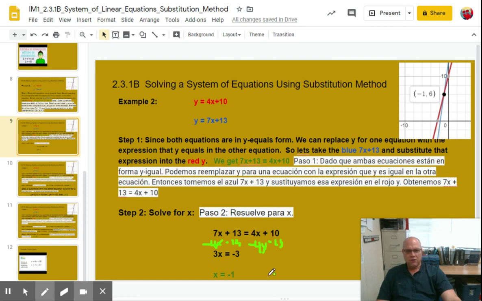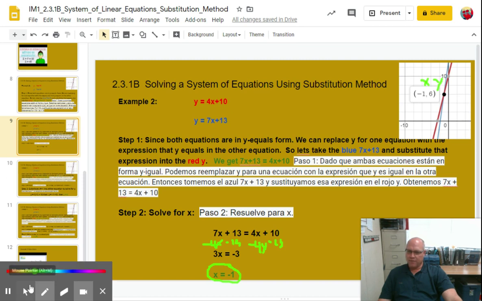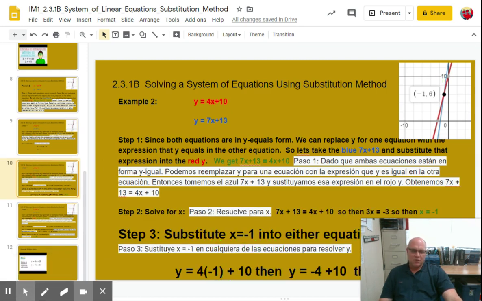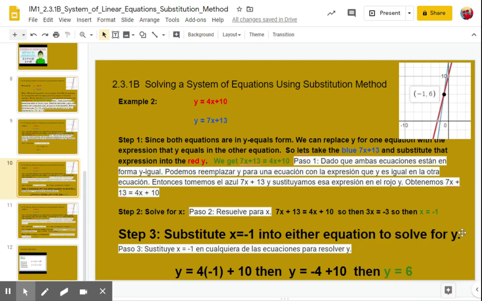Then what are we going to do? That's right. We are going to divide both sides by 3. And so we get x equals -1. But wait, we're not done. What are we trying to find? We're trying to find the point of intersection. A point is made up of x and y. So we already know x is -1. How are we going to figure out that y is 6 algebraically? Well, you guessed right. We are going to substitute x equals -1 into either equation, okay? And we're going to solve for y.